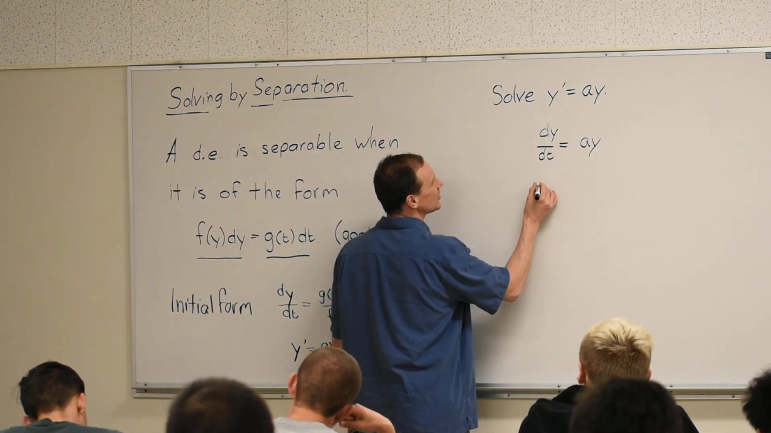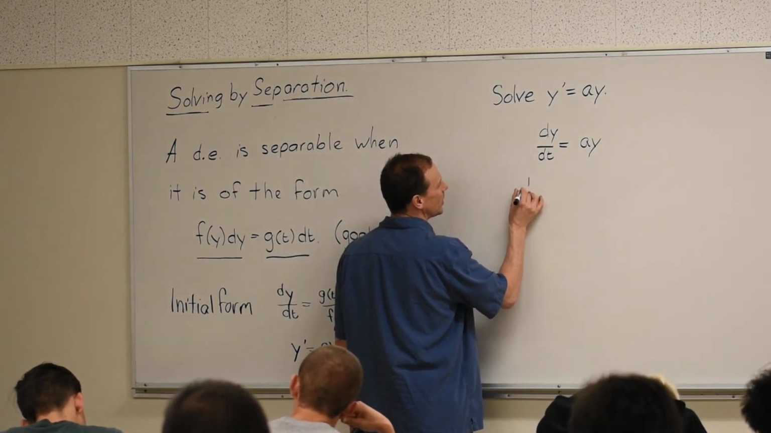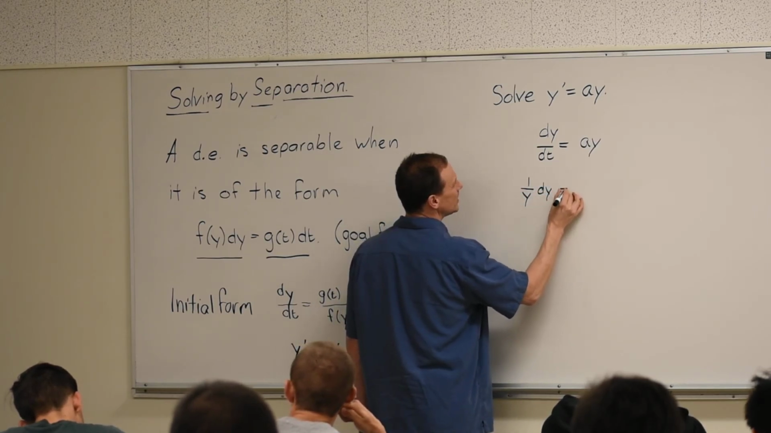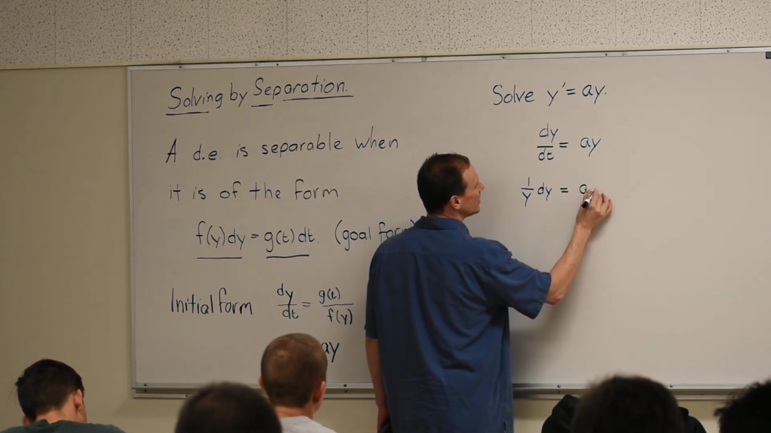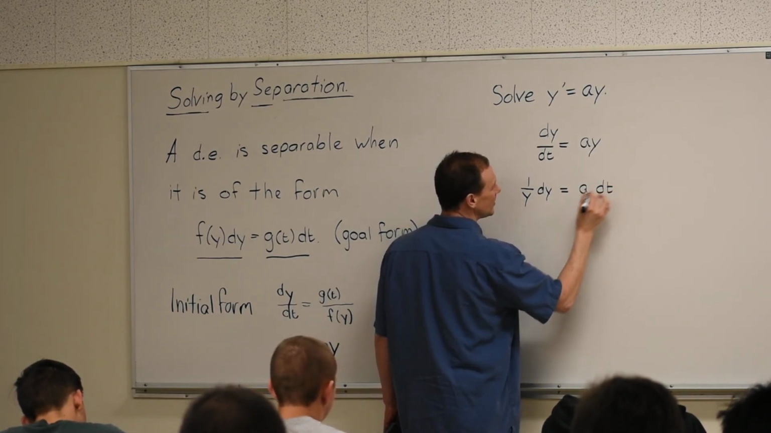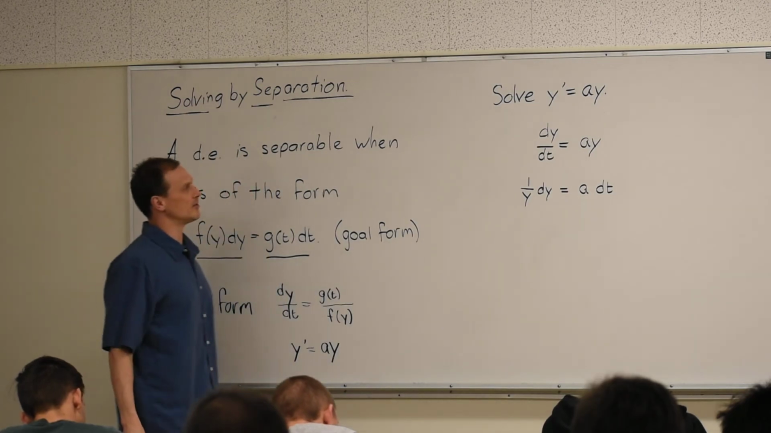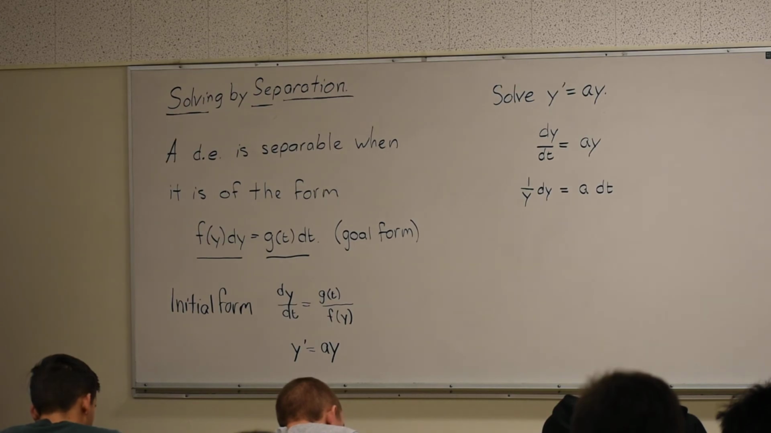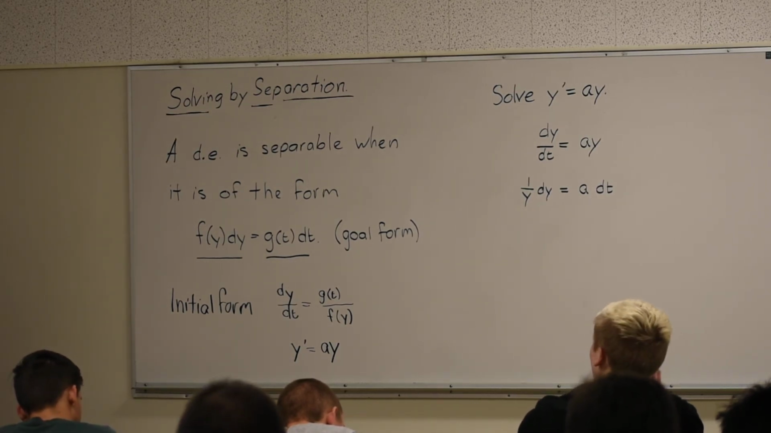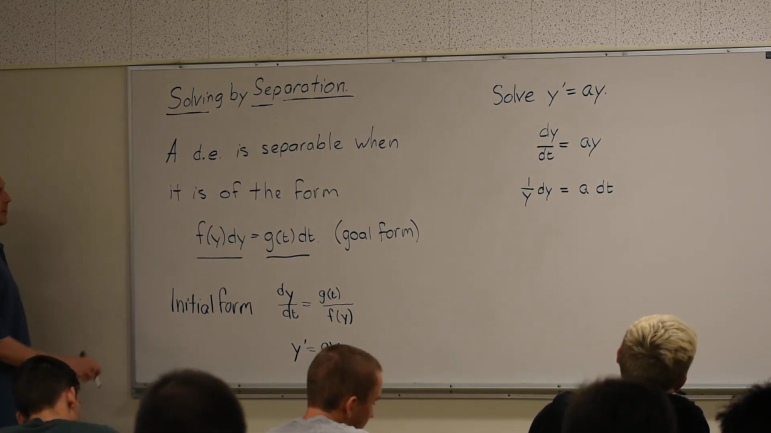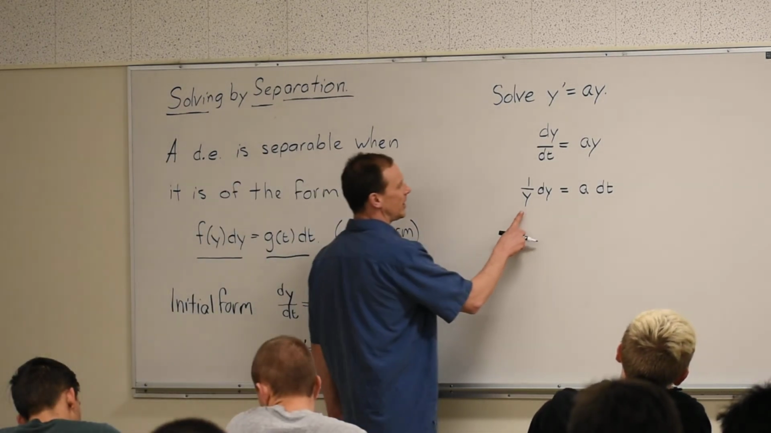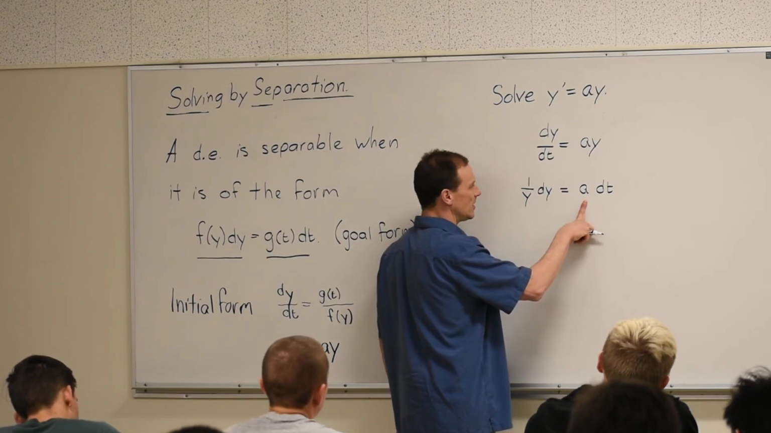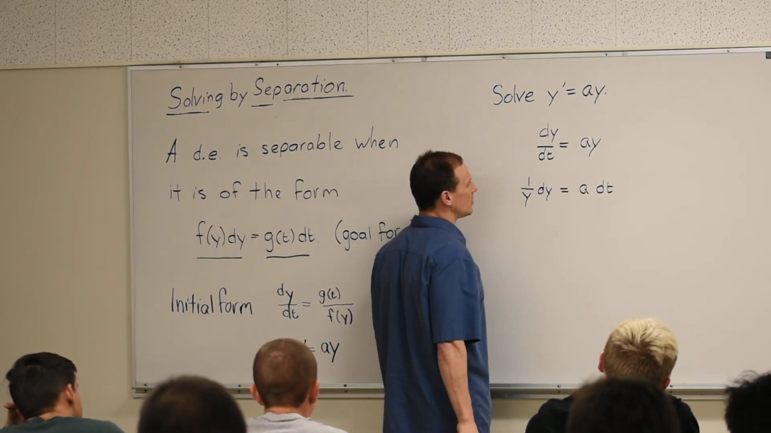We could rewrite this as 1 over y dy is equal to a dt. You see, we're just doing some multiplying of fractions. Multiply both sides by dt and then divide both sides by y. And now I'm in this form. So in this case, f of y is 1 over y, g of t is just a constant a, and I have it in this differential form.